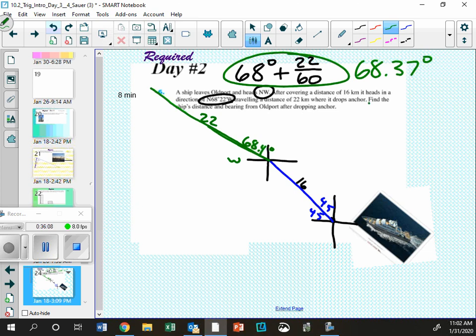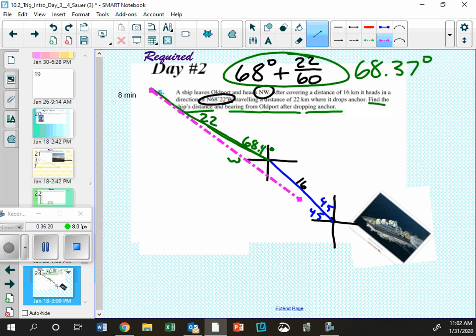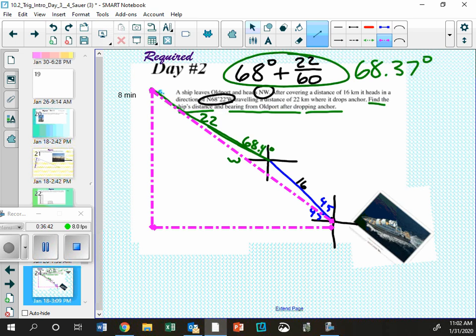Now it says, find the ship's distance and bearing from Old Port. Well, here's Old Port where we started. And so I'm going to make this a bright pink line. That is what they want to know. Do you see we've got a not right triangle? Can you picture drawing in the right triangles that go around it? Like that one.